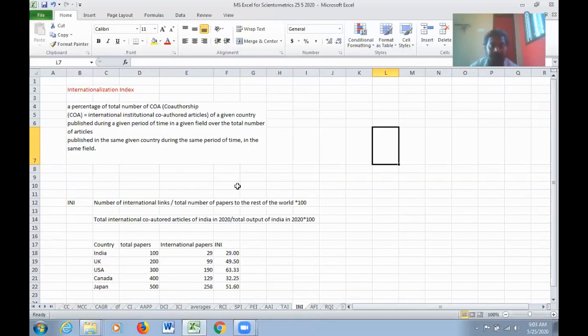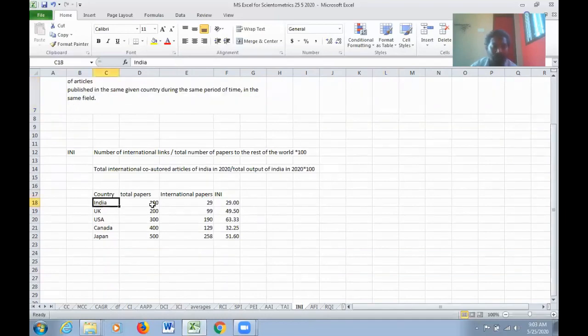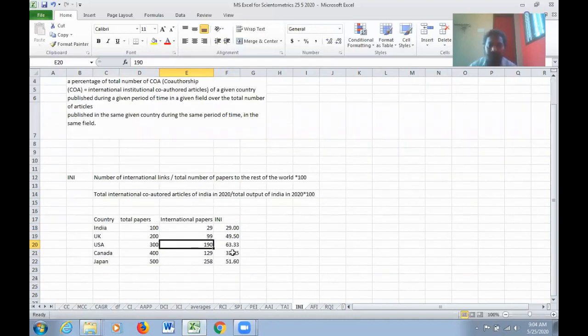This internationalization index, let us see how to calculate. India has got 100 papers altogether, out of which 29 papers are internationally collaborative papers. It's very simple. So what is our internationalization index? 29%. Out of total 100 papers, 29 papers are internationally collaborated. For example, if you take USA, 300 papers, out of which 190 papers are internationally collaborated. So the internationalization index is 63.33%. Out of our total publications, how many papers are internationally collaborated?